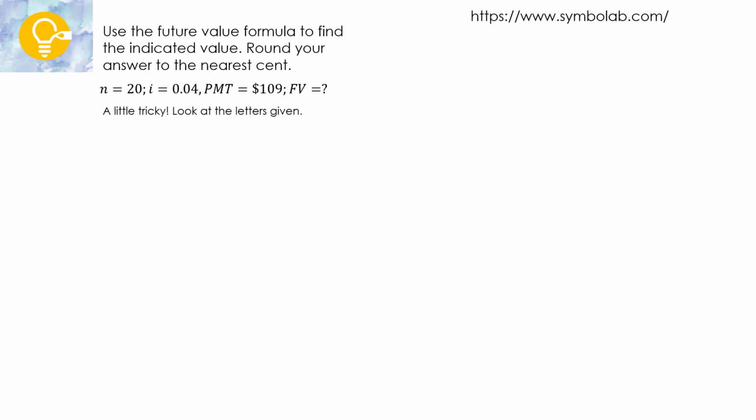You get to try this one also. Use the future value formula to find the indicated value. Round your answer to the nearest cent. Pause the video, do it, use Symbolab, and then press play for us to work it together. Now this one, I told you to look at the letters. You're going to notice they give us N and I. So for this one, we're actually going to be using the other formula, the original one.